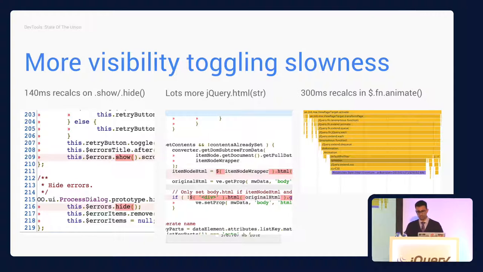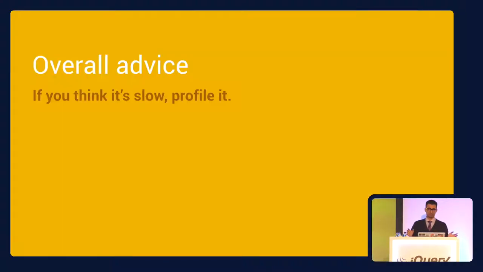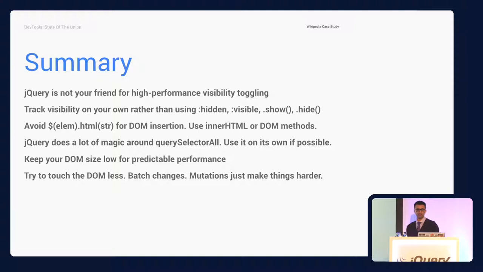The overall advice there isn't, you know, don't use jQuery. I'm certainly not saying that. What I'm saying is if you think something's slow in your app, go and profile it. Understand what your bottlenecks are. So summary here for this part of the talk is jQuery is not your friend for high-performance visibility toggling, at least today. Try tracking visibility on your own rather than using hidden, visible, show, and hide.